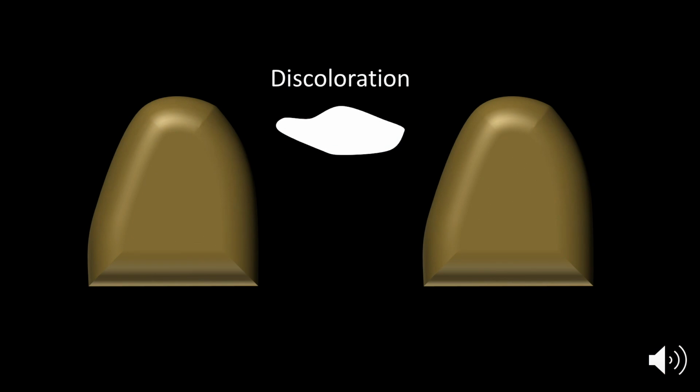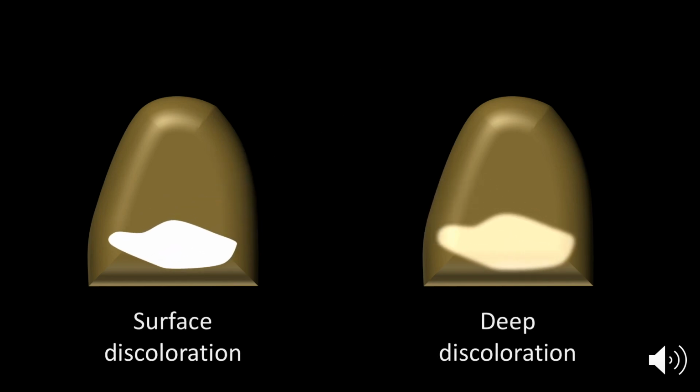First, the location of the discoloration within the tooth must be determined. Discolorations located on the surface of the tooth are more easily removed with microabrasion. Discolorations that are on the surface of the tooth will typically appear opaque with defined borders. Discolorations deeper within the tooth will appear murky with poorly defined borders.